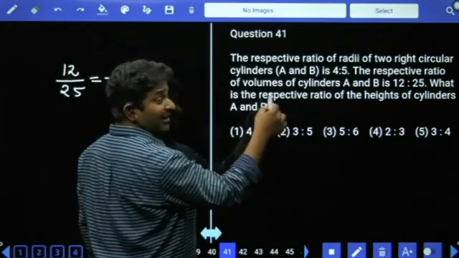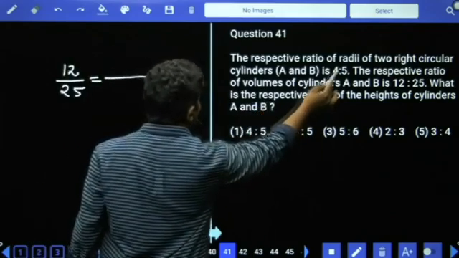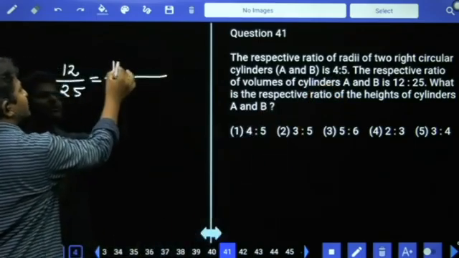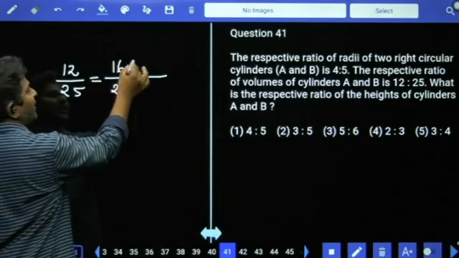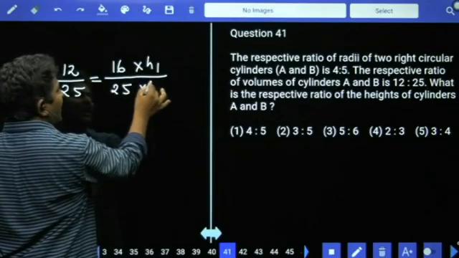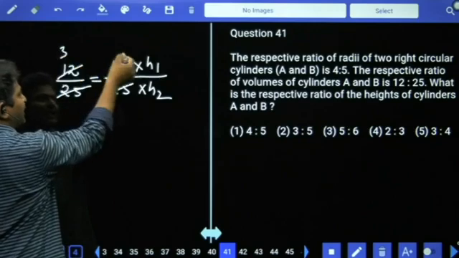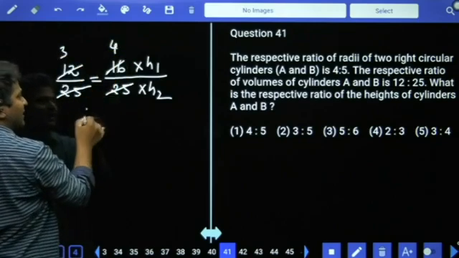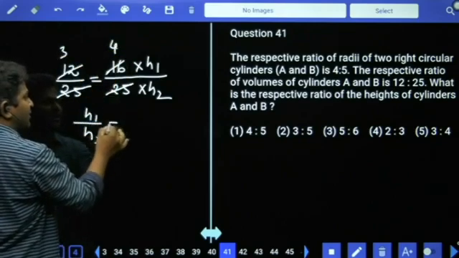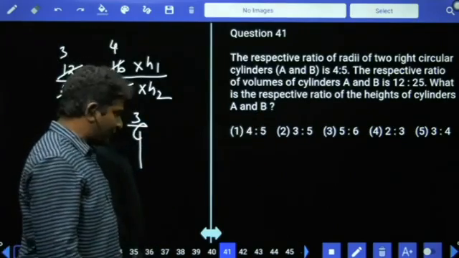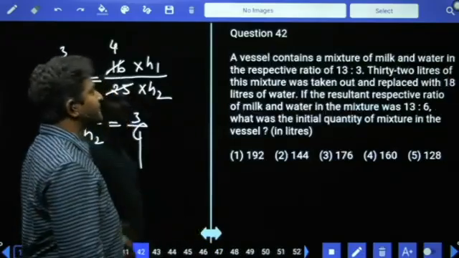R1 square into H1 by R2 square into H2. Radii are in the ratio 4:5. 4 square is 16, 5 square is 25, into H1, and in the denominator H2. 25 gets cancelled. 4 threes are 12 and then 4 fours are 16. 4 comes to the other side. So H1 by H2 is equal to 3/4. So the ratio is equal to 3:4, which is the fifth option, our answer.